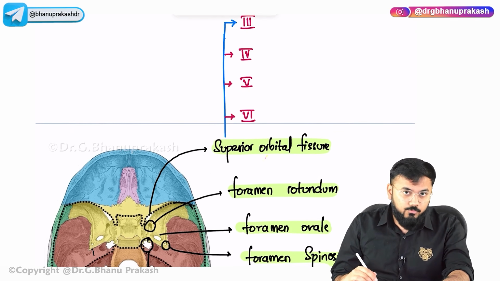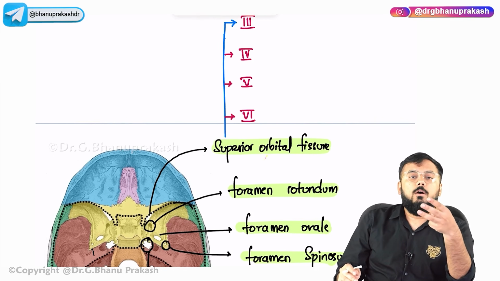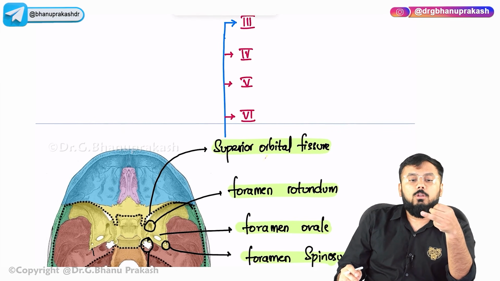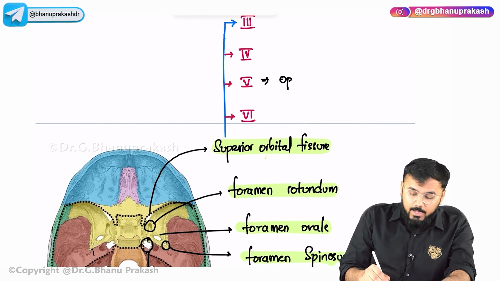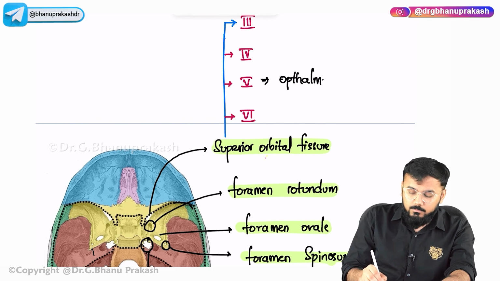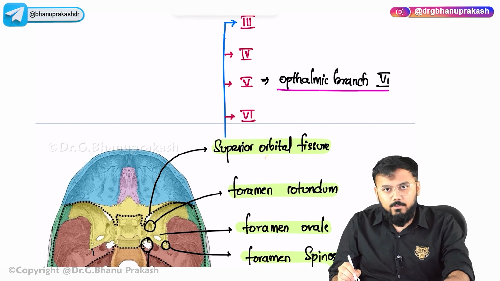So when it comes to 5, within the fifth cranial nerve you have three branches: ophthalmic, maxillary, and mandibular. But which branch will pass here? The ophthalmic branch. The ophthalmic branch is also called the V1 branch. So we have the ophthalmic branch V1 over here.